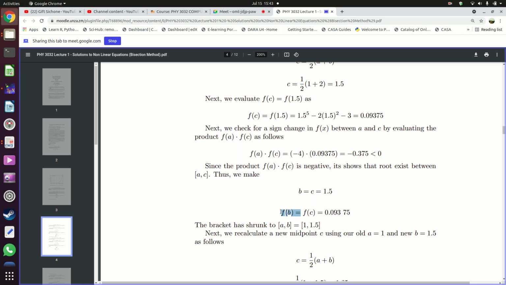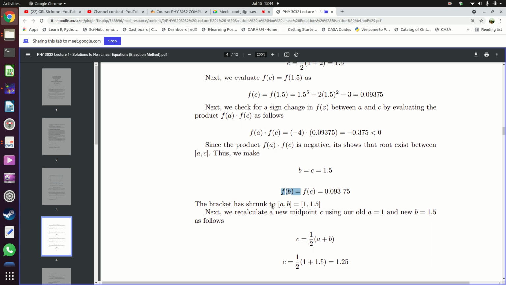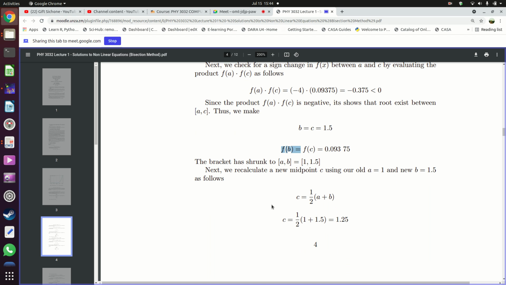Is this clear? We are only interested in the places where there's a solution. So if there is a part where there's no solution, we discard it. Then we make that midpoint become the new B, or we make that new midpoint become the new A. Is that clear? Is it clear? Yes, it is.